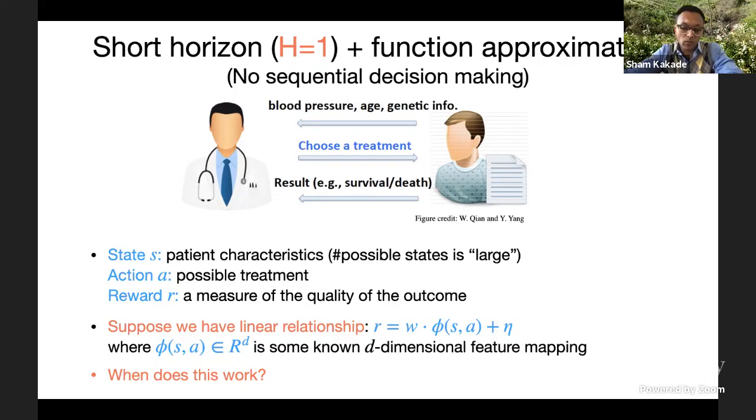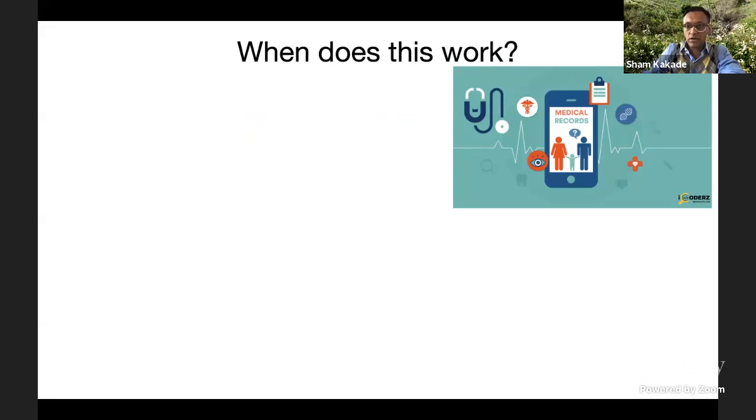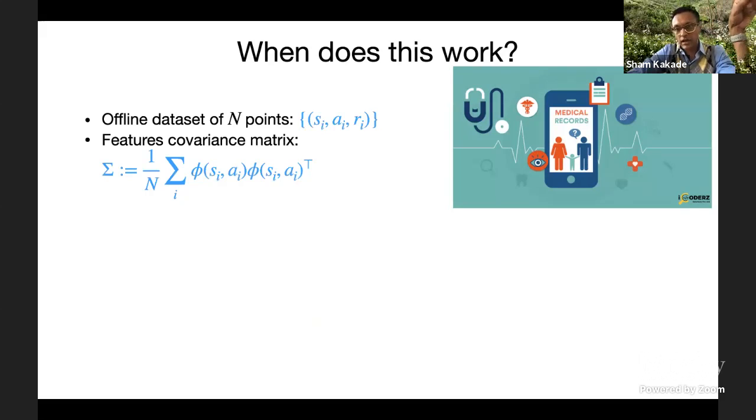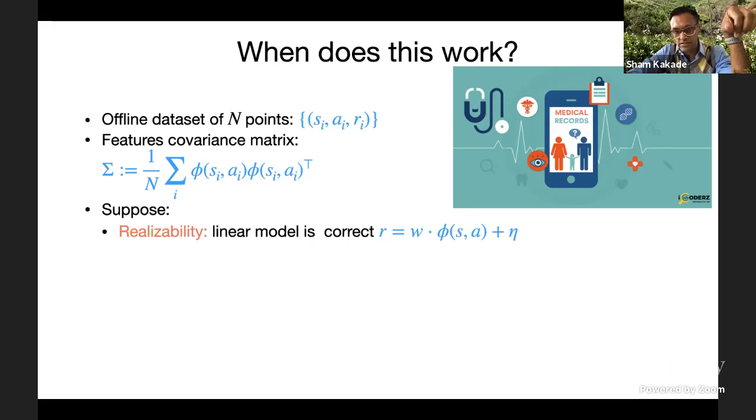And when does this work? Again, there's no sequential decision making, so when does offline learning work here? We're going to have a data set of tuples of states, treatments, and rewards. Define sigma to be our feature covariance matrix, a d by d matrix. Let's make two assumptions here. First is realizability. Let's actually suppose the linear model is correct, not just that our algorithm is using these features. Let's actually suppose the linear model is correct.